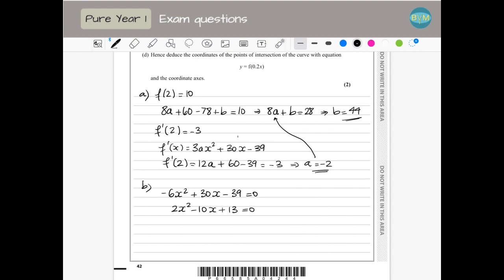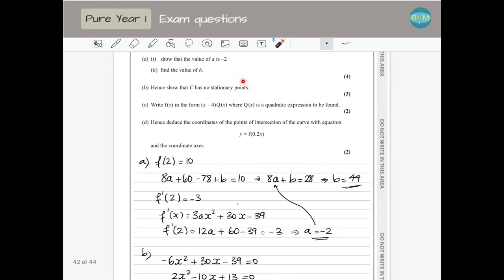And if I have to prove that this has no real solutions, what I can do is use the discriminant, remember? So this is going to be b squared. b is minus 10, so minus 10 squared is 100, minus 4 times a, which is 2, and times 13. This is minus 4, and minus 4 is smaller than 0, which means I don't have real solutions. So I don't have stationary points.